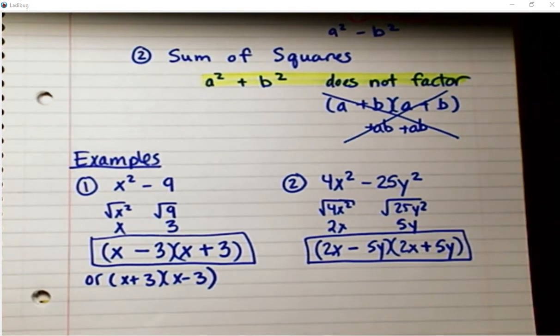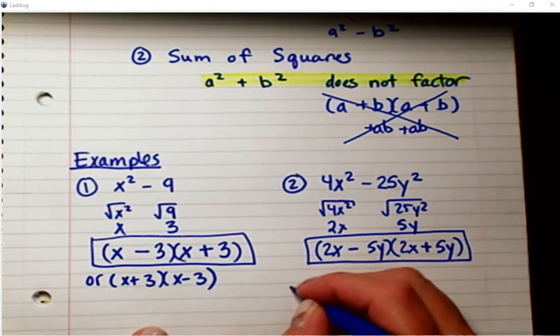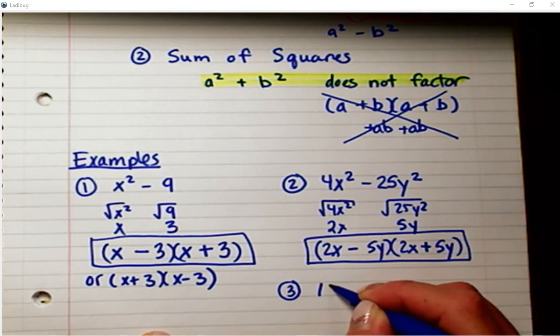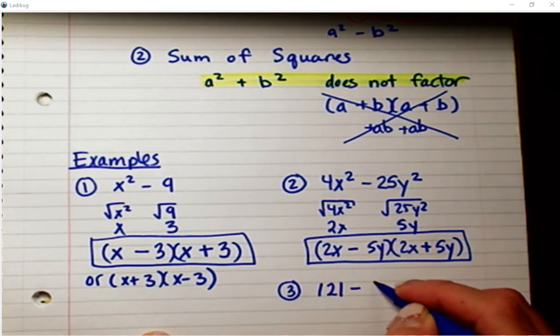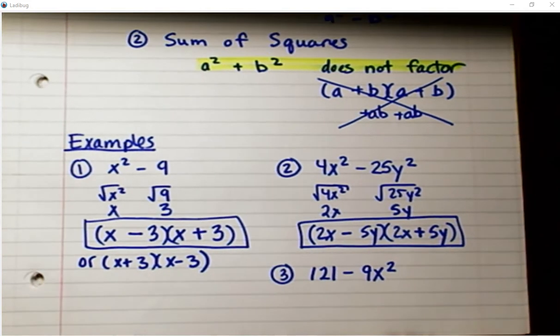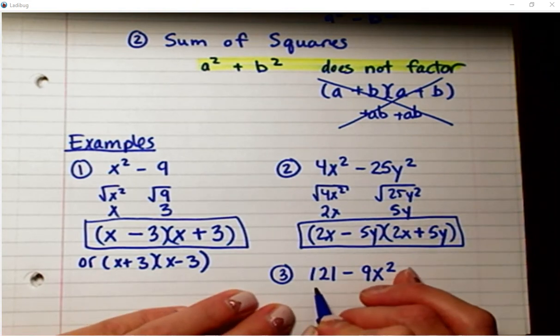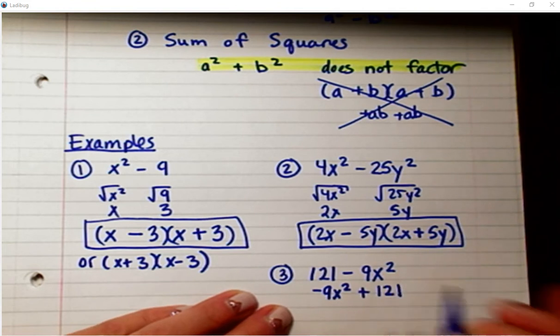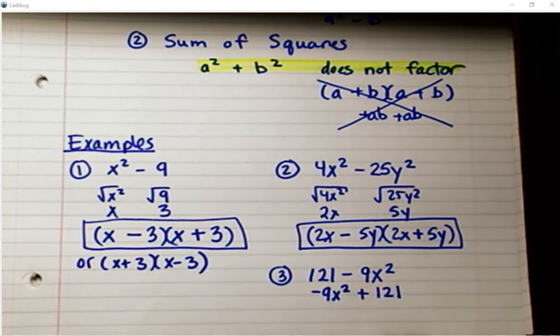Okay, I'll do an easy one here. Let's try 121 minus 9x squared. Like, oh, Miss T, it looks backwards. Yeah, see how the x isn't first? I like to factor in standard form. So I'm going to switch the order. I like my x's in front.